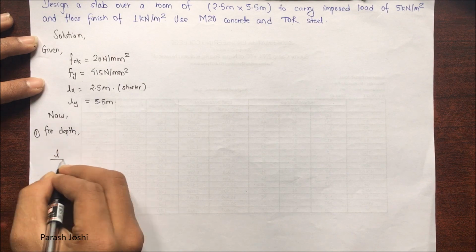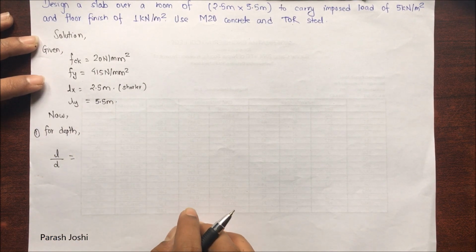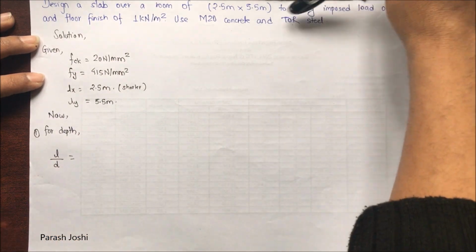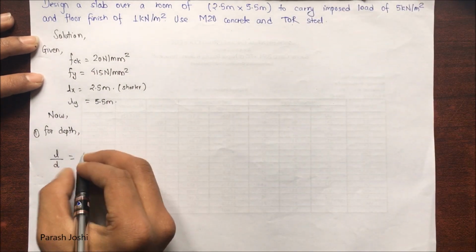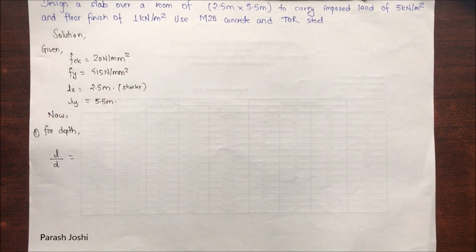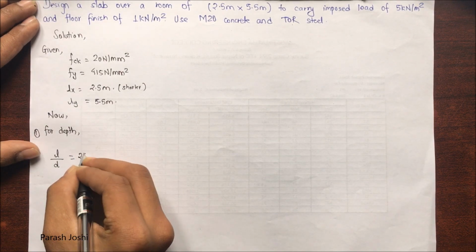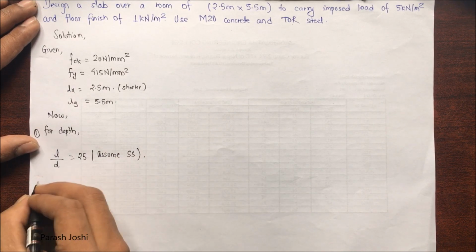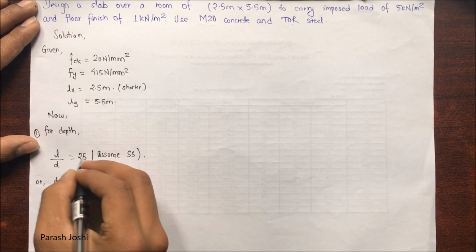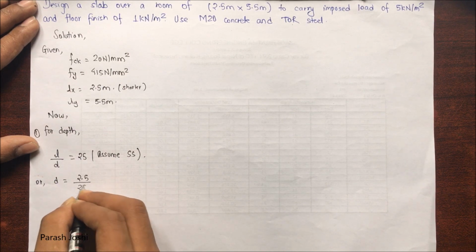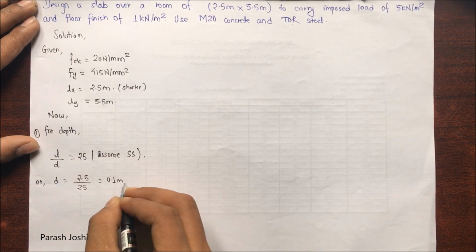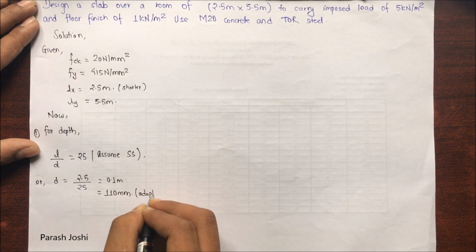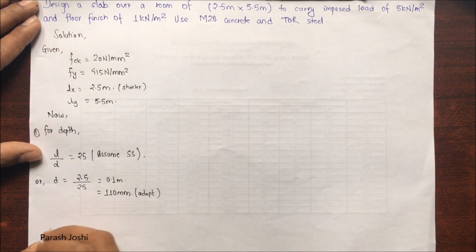Now for the depth, step 1, that is taking the L by D ratio. We are not provided with any case, that is, whether it is simply supported or continuous. So I will just consider this as simply supported, and take the ratio of L by D as 25. Now D is equal to 2.5, that is the length, divided by 25. This comes as 0.1 meter. Taking a greater value, almost 0.11, so that comes as 110 mm. Adopting 110 mm thickness of slab.